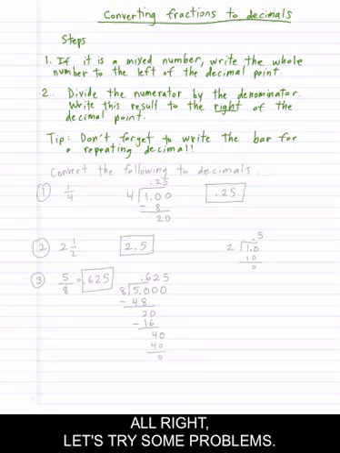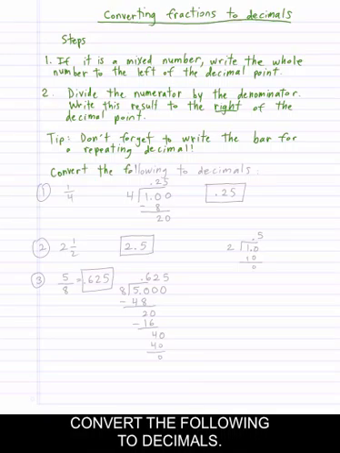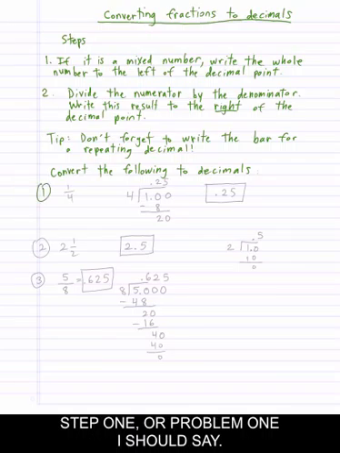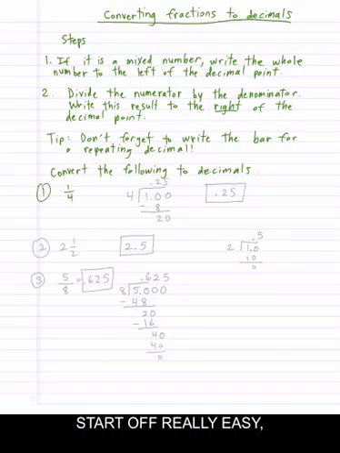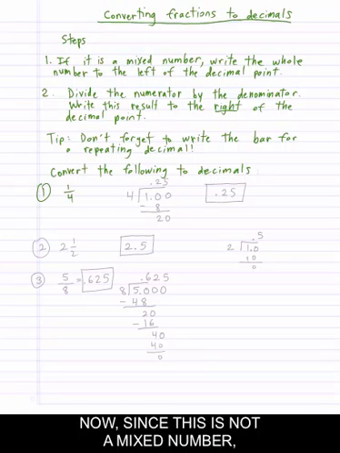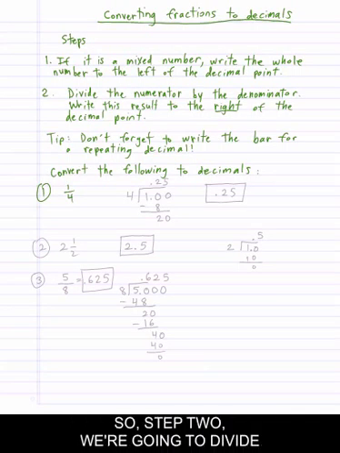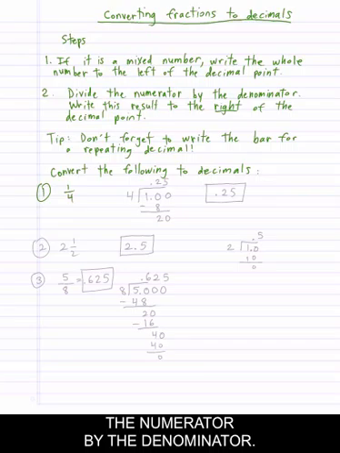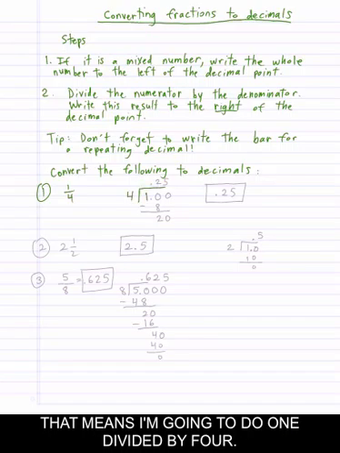Alright, let's try some problems. Convert the following to decimals. Problem one, I should say. Start off really easy. We're going to convert the fraction 1/4 to a decimal. Since this is not a mixed number, we don't have to worry about step one. So step two, we're going to divide the numerator by the denominator. That means I'm going to do 1 divided by 4.